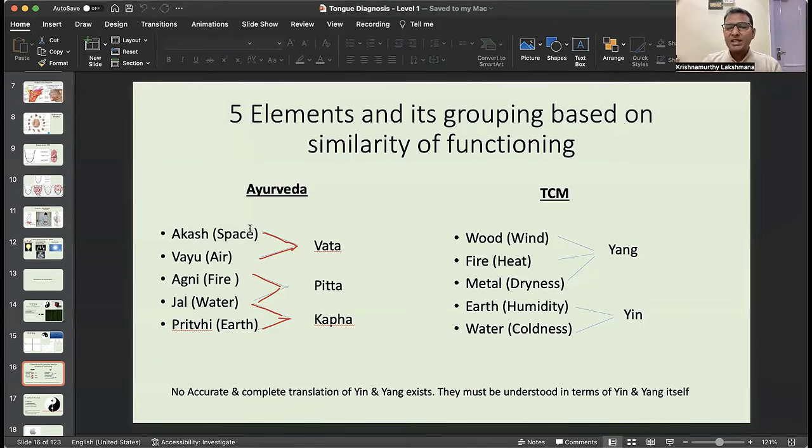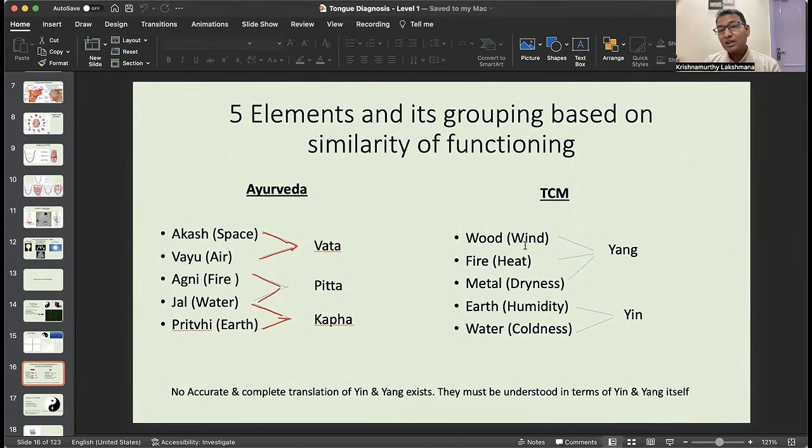Similarly in TCM, we also have 5 elements, though some elements are different. The elements in TCM are wood, fire, metal, earth, and water, and their relative energies are wind, heat, dryness, humidity, and coolness. This, I believe most of you know.